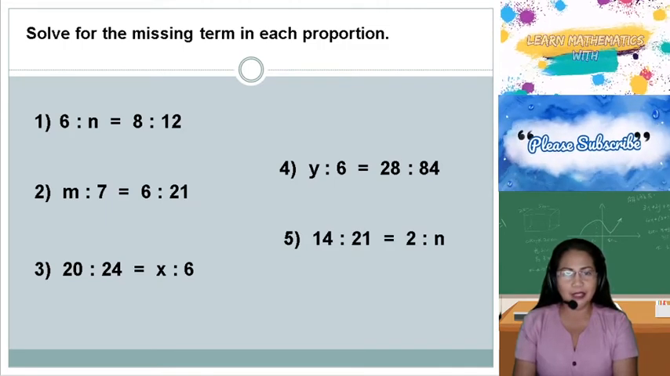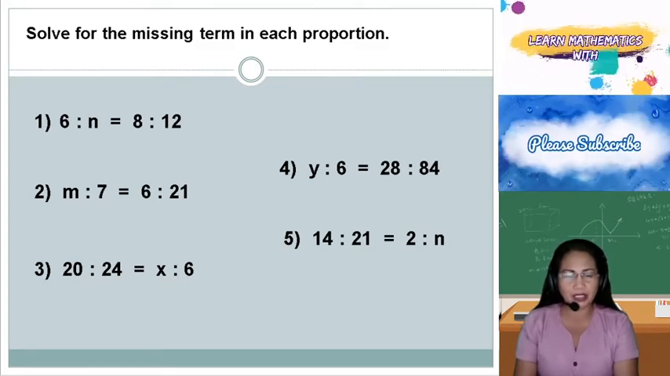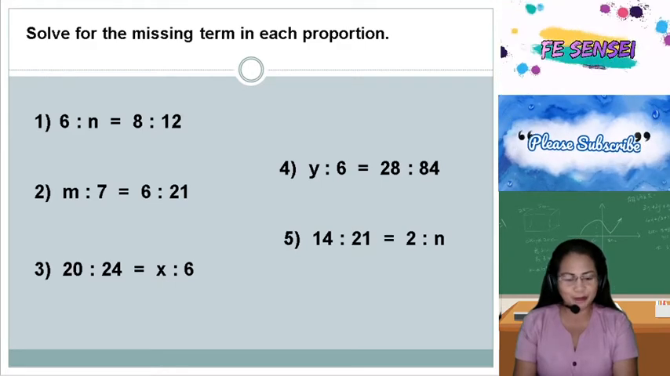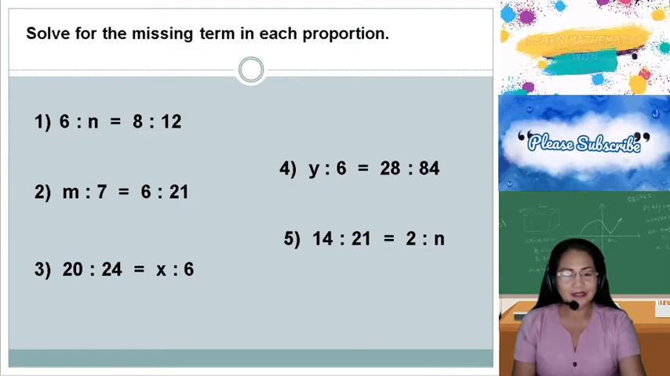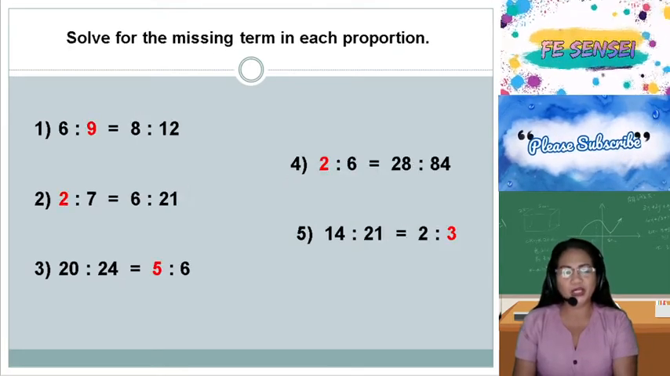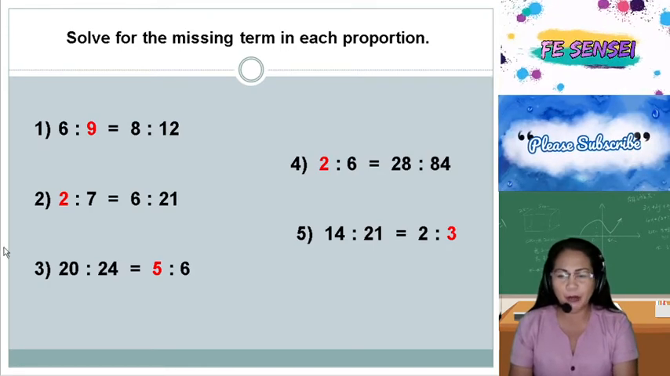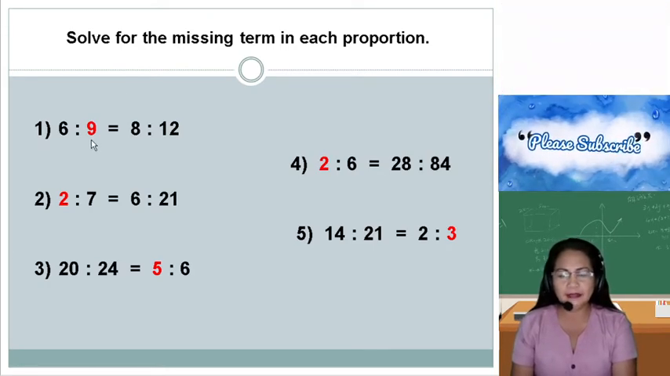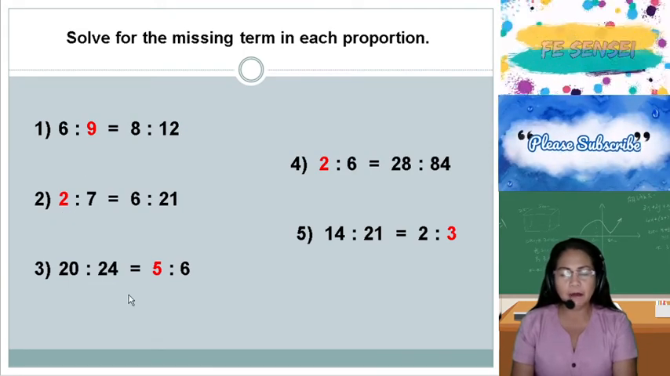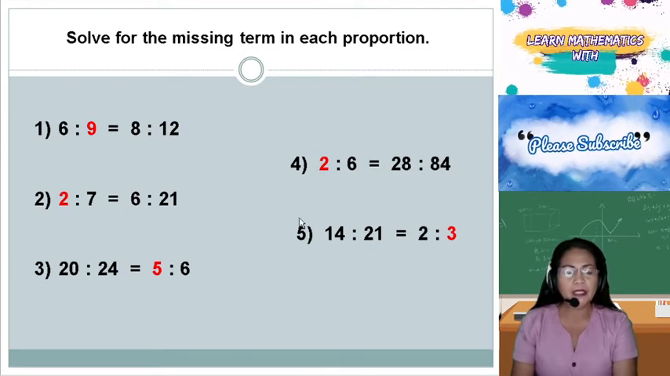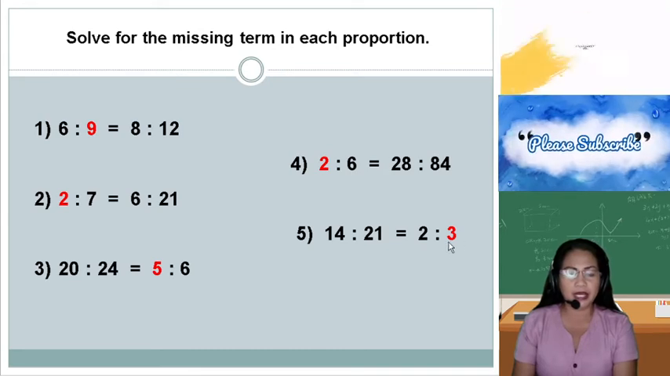Find the value of the missing term in each proportion. And the answer for the missing term in its proportion is, for number 1, we have 9. And for number 2, we have 2. Number 3, we have 5. Number 4, we have 2. And number 5, the answer is 3.